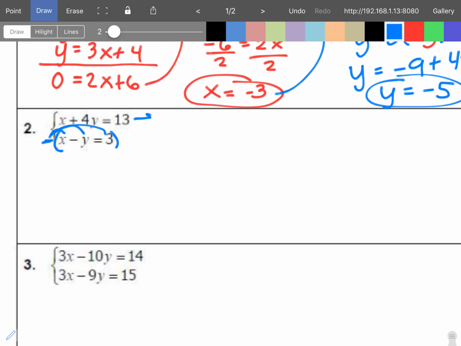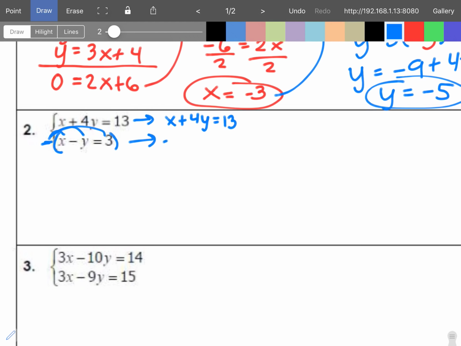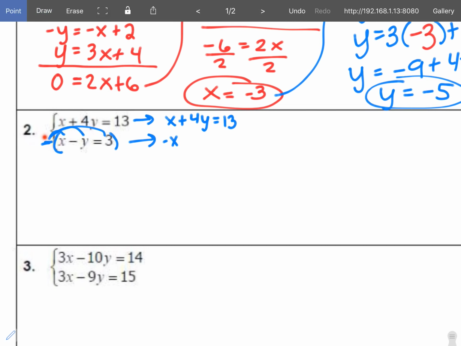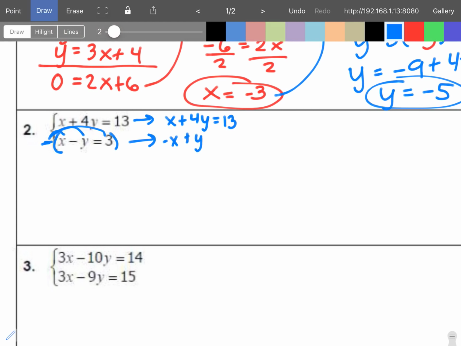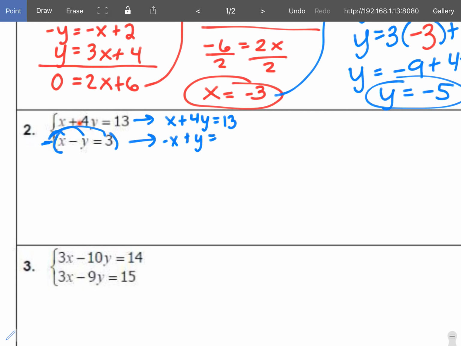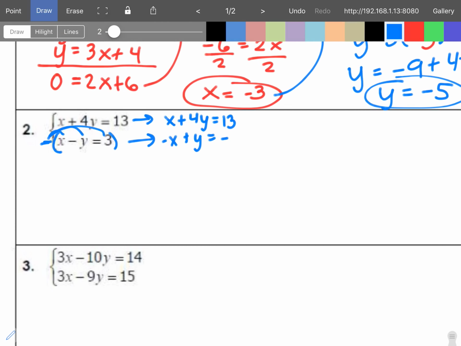So I'm going to keep this guy the same. I'm going to say x plus 4y equals 13. And I'm going to make all of these negative. So negative x, and then right here, negative times a negative y is a positive y. And then a negative times a 3 is a negative 3.